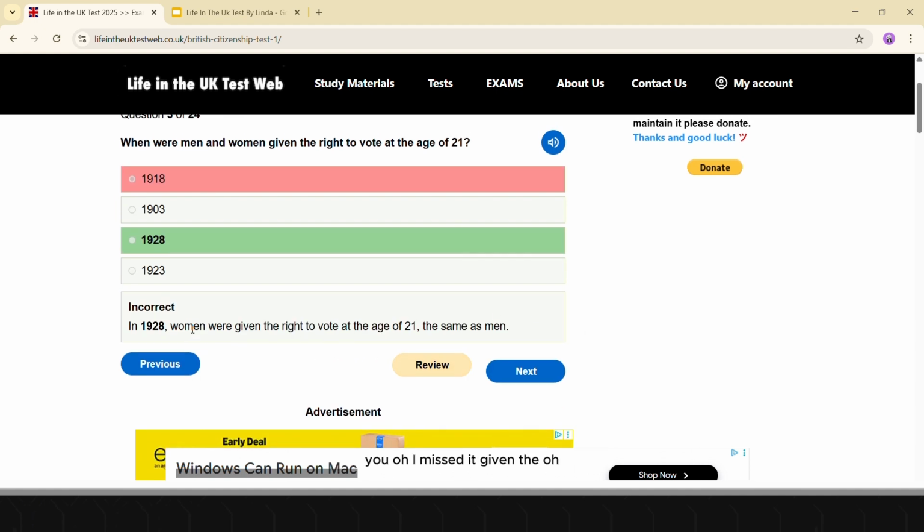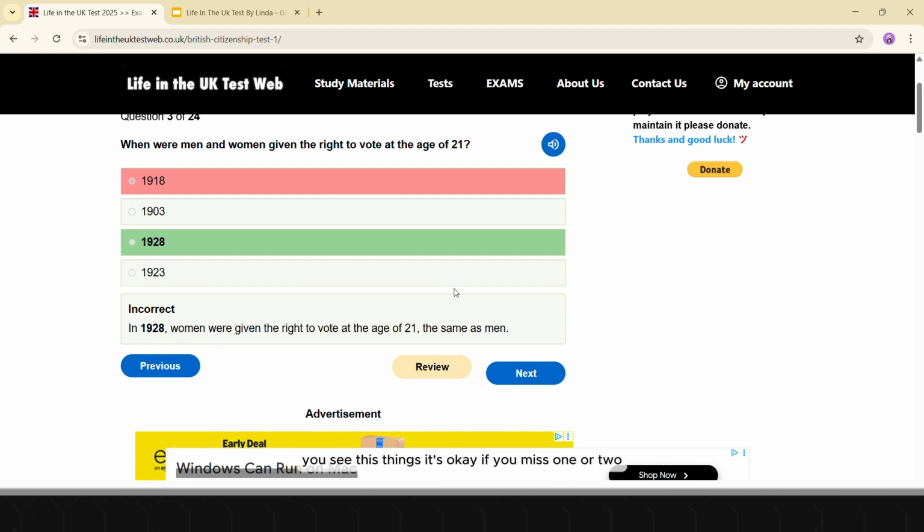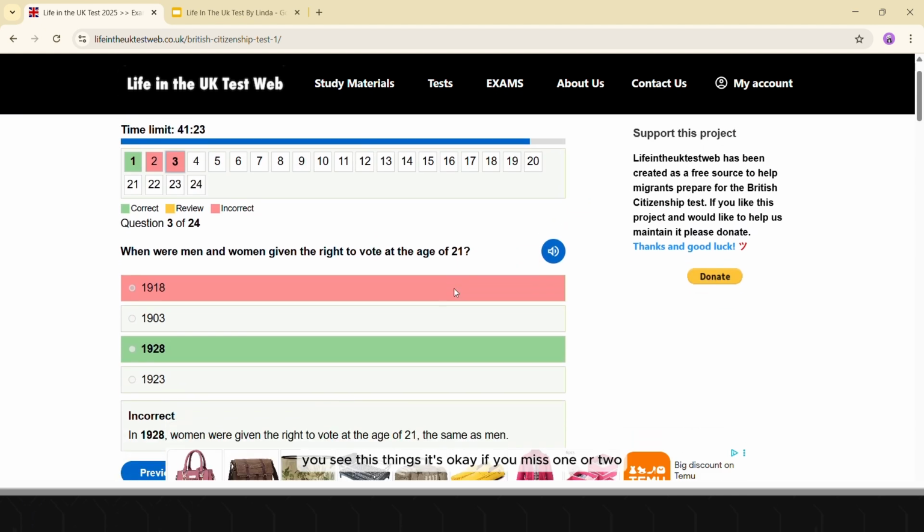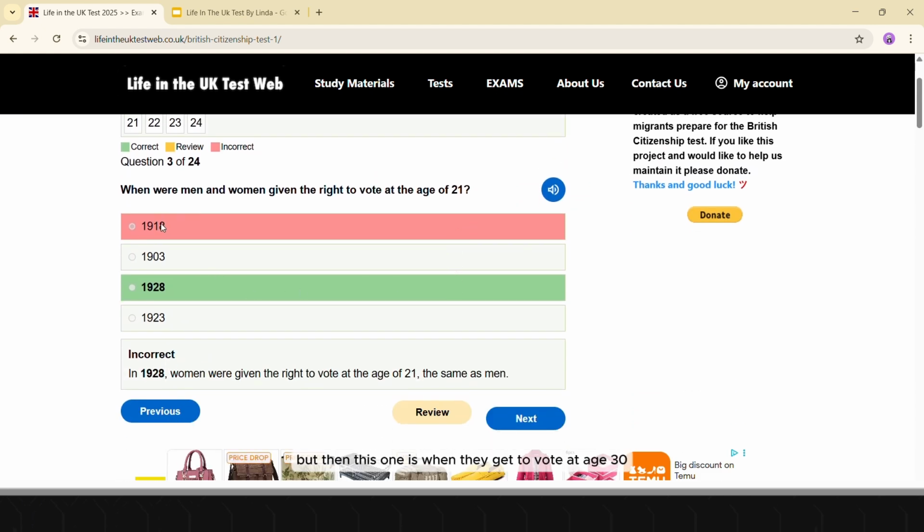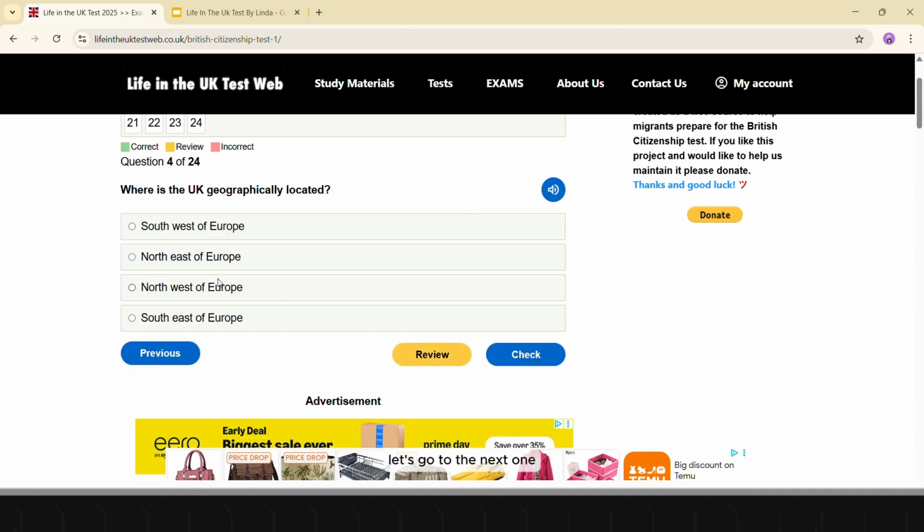I missed it. Given that this is an age, I missed it off. You see, with these things, it's okay if you miss one or two, but this one is when they get to vote at age 30. This one is age 21. You just look at it, 10 years difference. That is what you're going to put in your mind. Let's go to the next one.